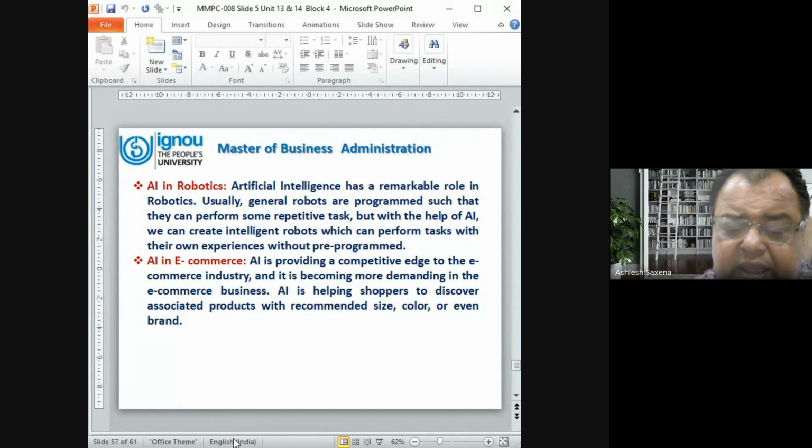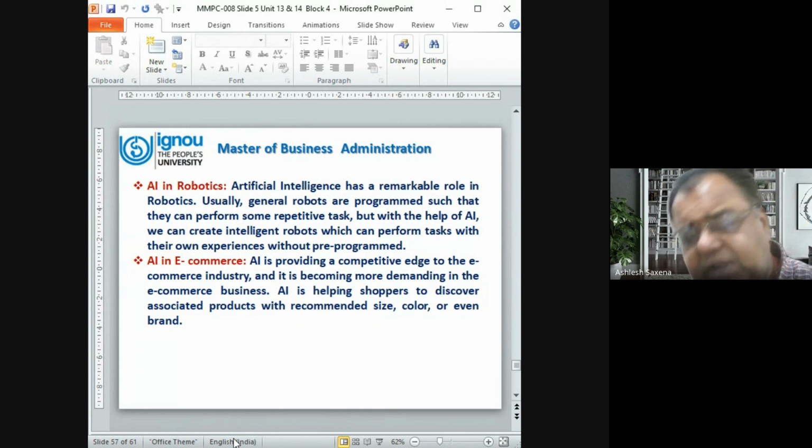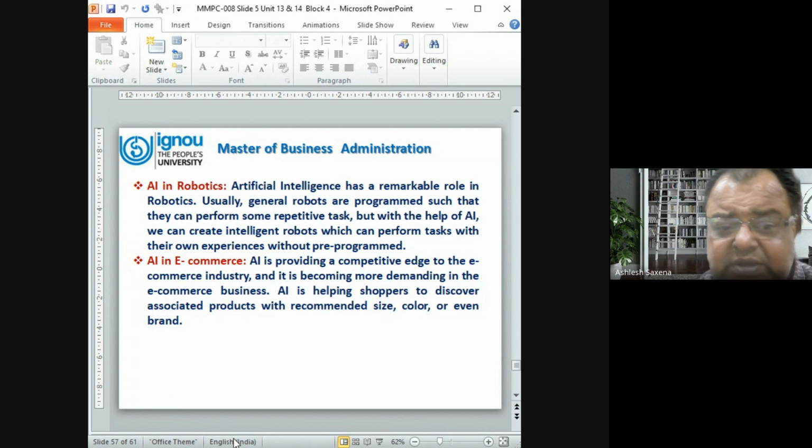It is providing a competitive edge to the e-commerce industry and it is becoming more demanding in the e-commerce business. Artificial intelligence is helping shoppers to discover associated products with recommended size, color, or even the brand.